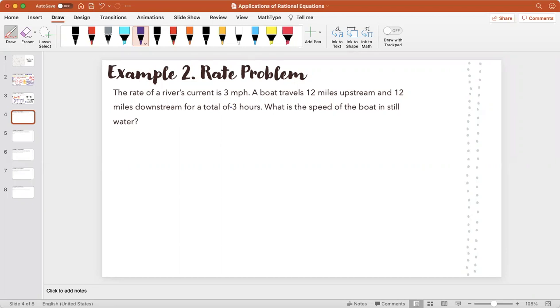In the first problem, we were asked to find the speed of the current. Here it's different. We're looking for the speed of the boat in still water. So if it's in still water, it's very peaceful. There's no current, just like a swimming pool. There's no current in a swimming pool, right? Okay.